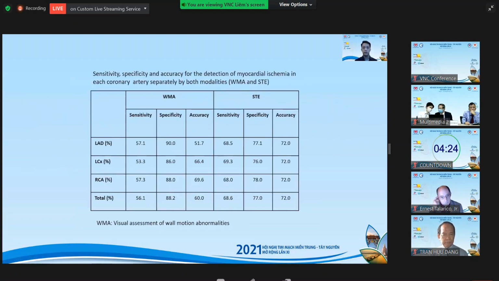Firstly, we can see 2D STE has a higher sensitivity and accuracy for the detection of myocardial ischemia in each coronary artery compared to visual assessment of wall motion abnormalities.